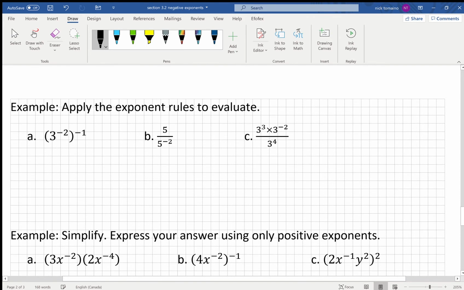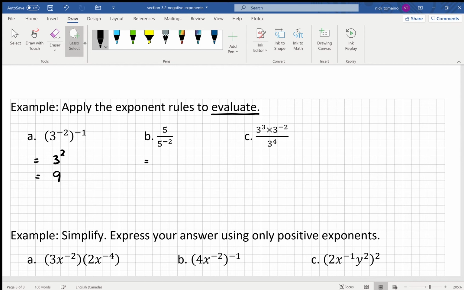Okay, so this one's a little bit different now because now I'm saying evaluate. So we're going to apply the exponent rules first, then we're going to evaluate. Here we're going to have 3 to the negative 2 to the negative 1. That's a power of a power, so we multiply exponents. So we're going to get 3 to the positive 2. And then evaluate means figure that out. So 3 times 3 is 9.